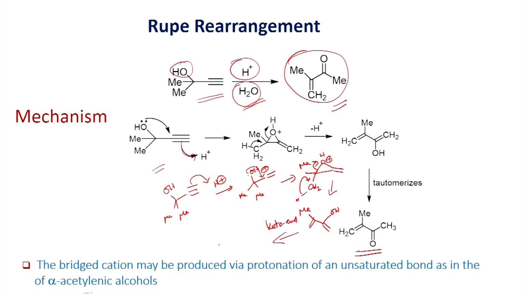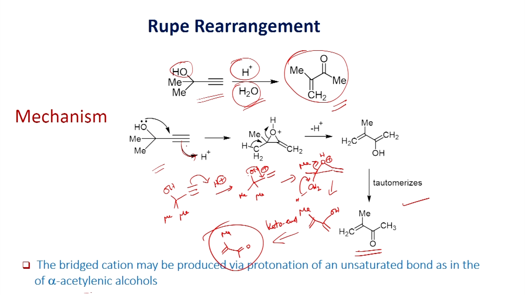Tautomerization can lead to this ketone as the product. So, alternatively, this is one of the possible pathways if you have this acetylenic alcohol.